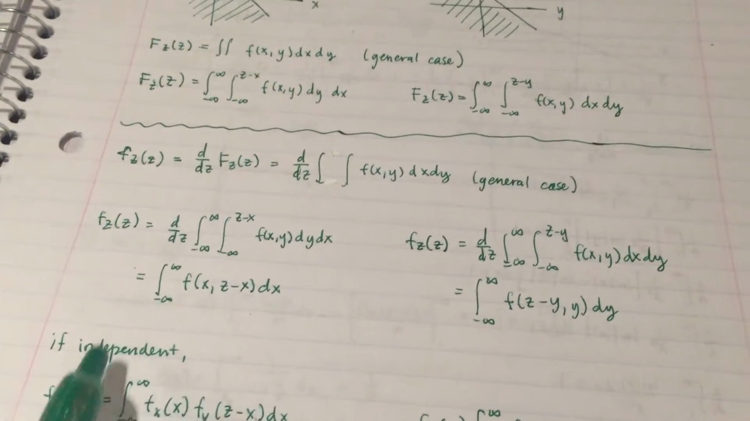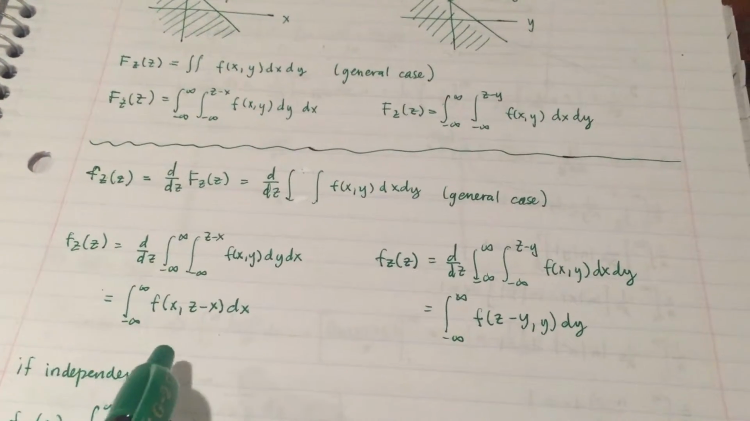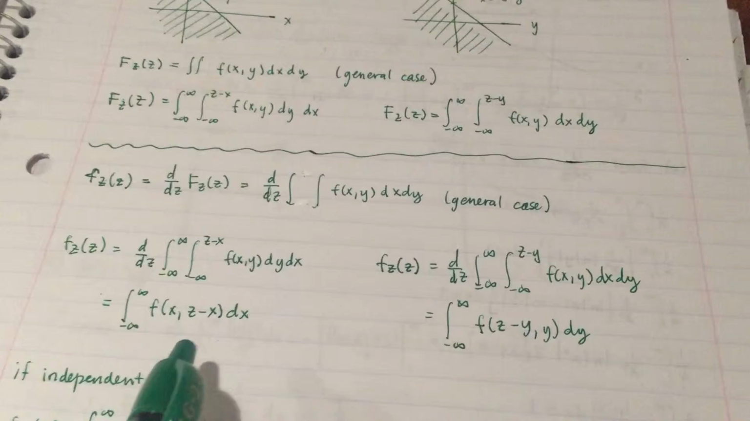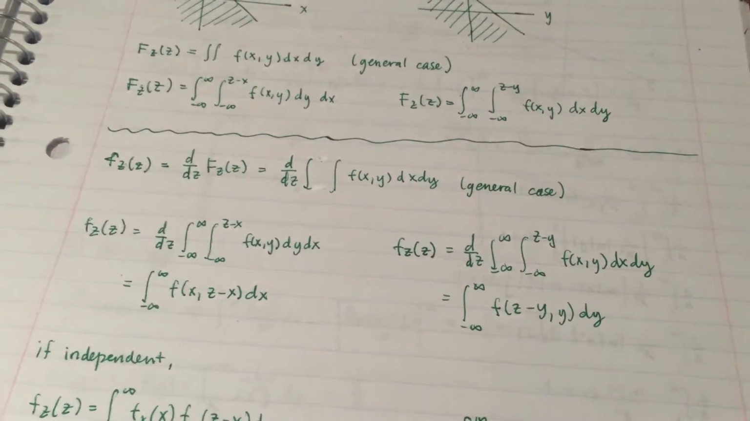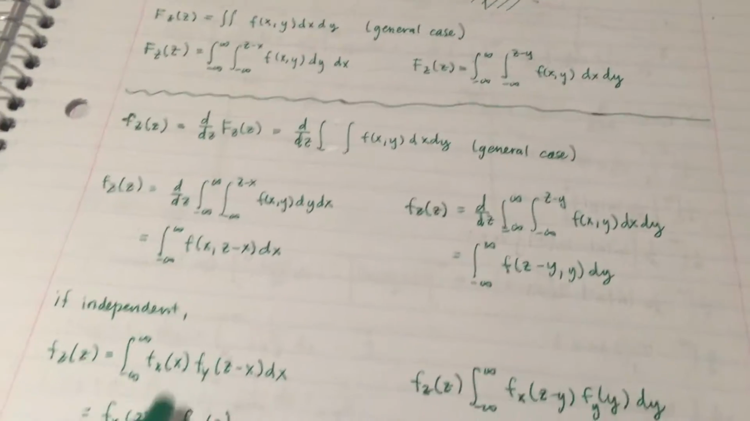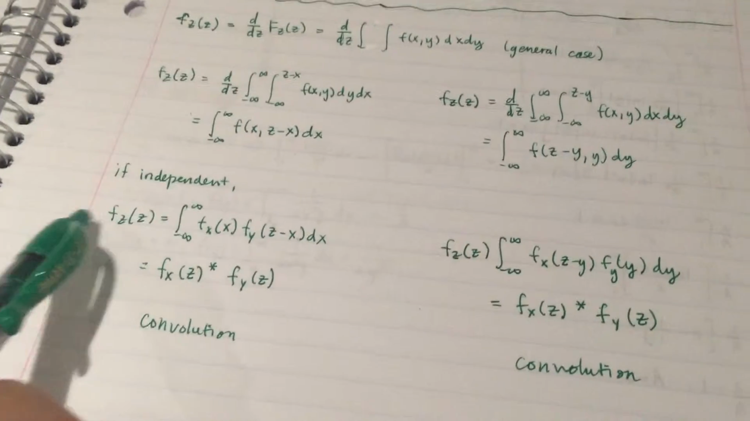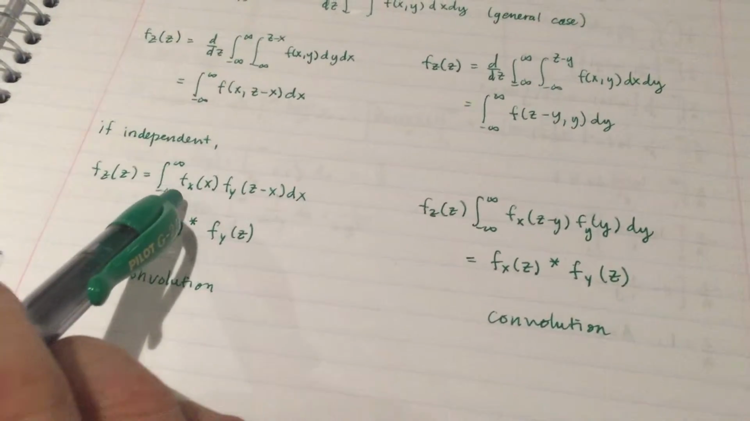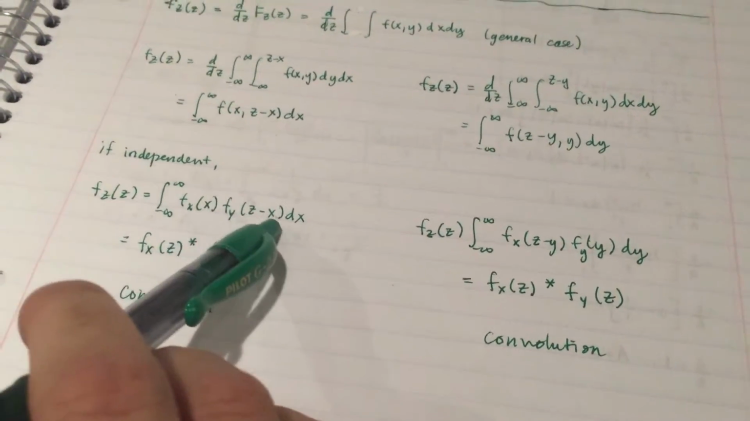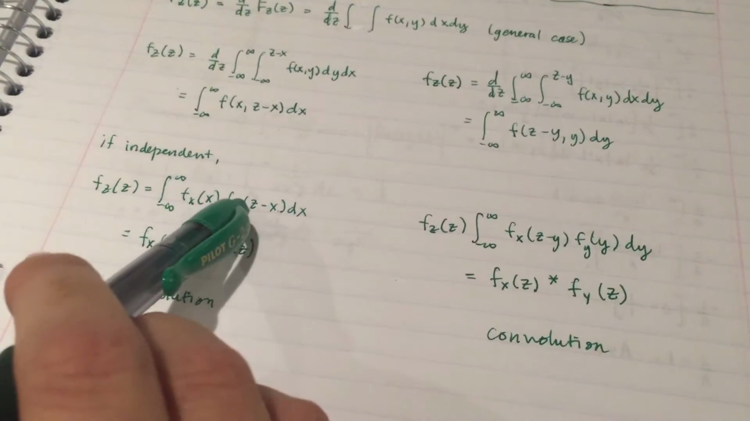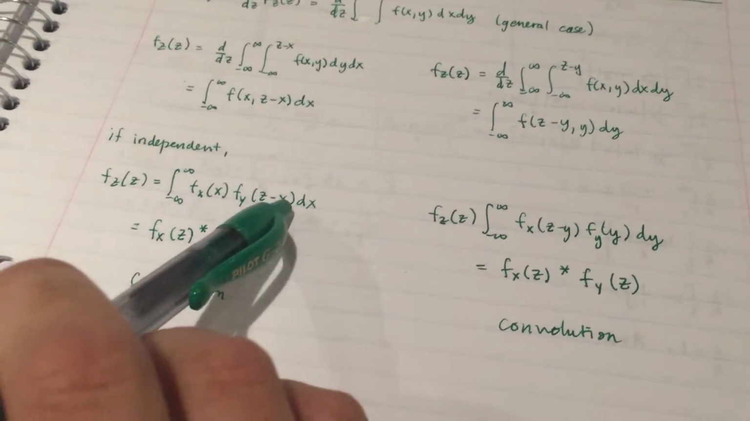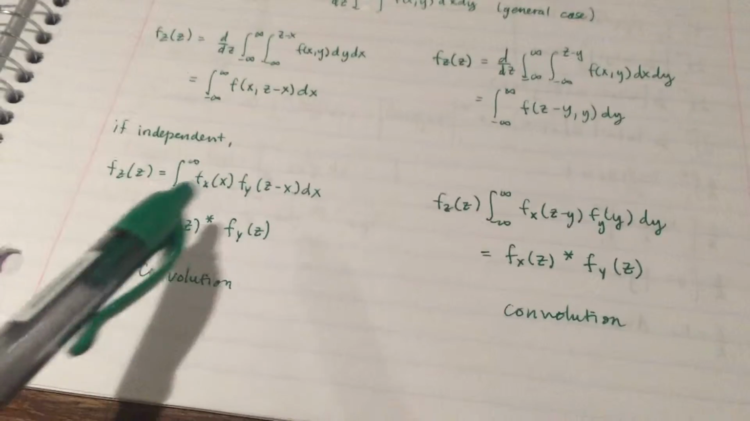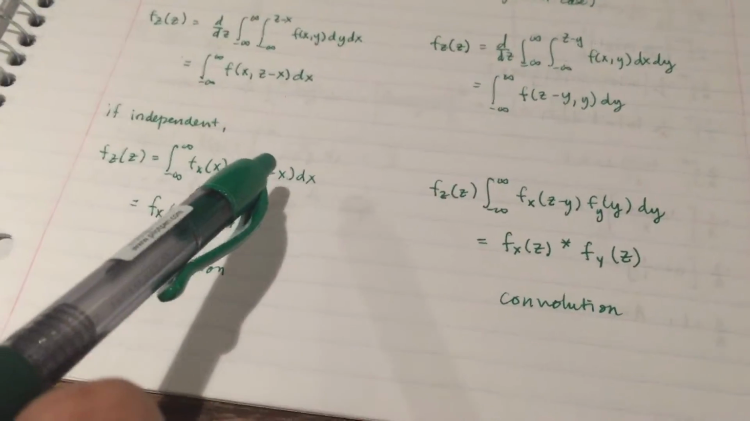And if they're both independent, if both f of x and f of y are independent, you can rewrite this as a multiplication inside the integral. So for the left side, you would have f of x times f of y, but inside it would be z minus x, because we found earlier that y equals z minus x.